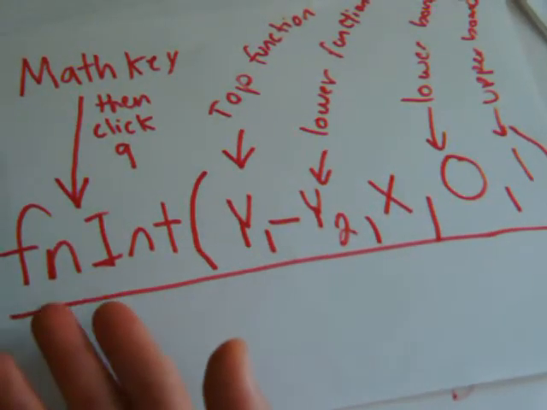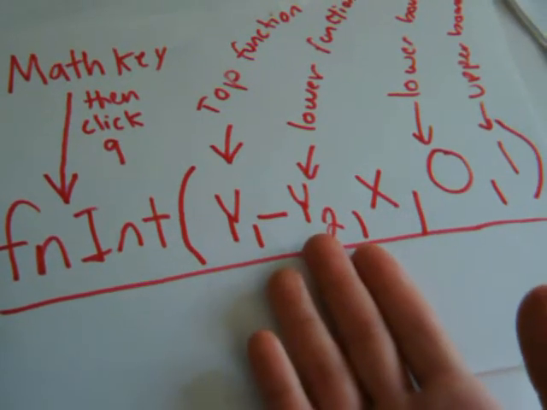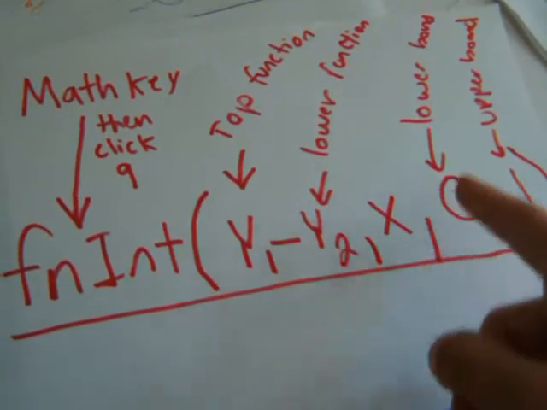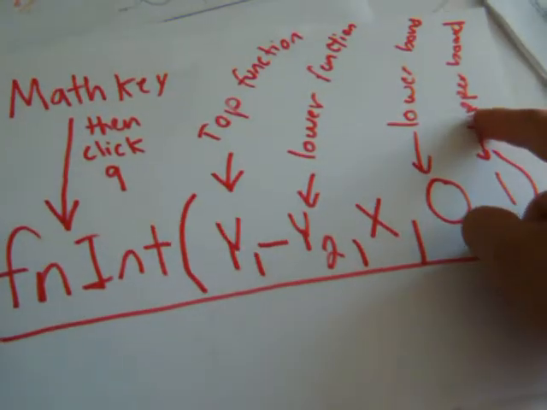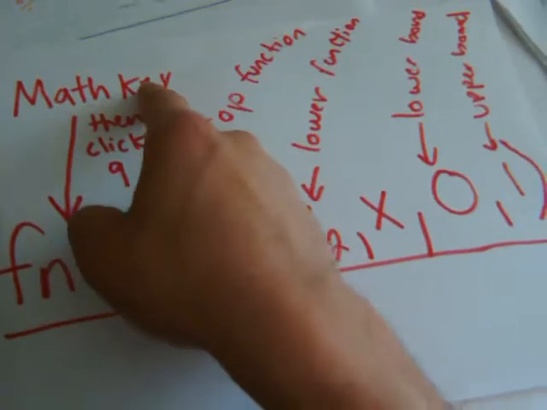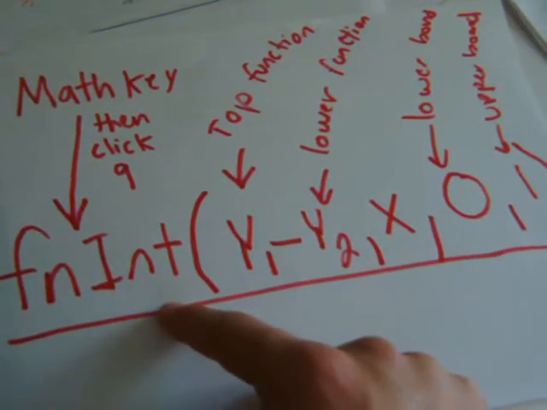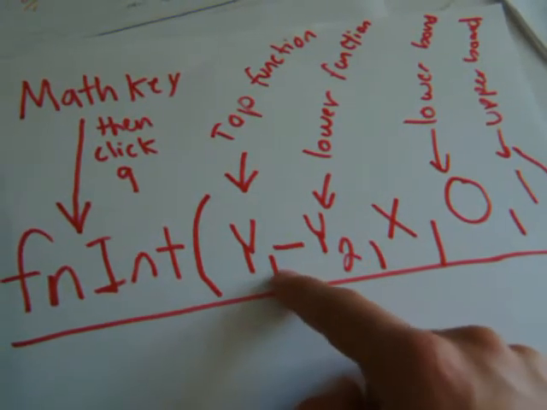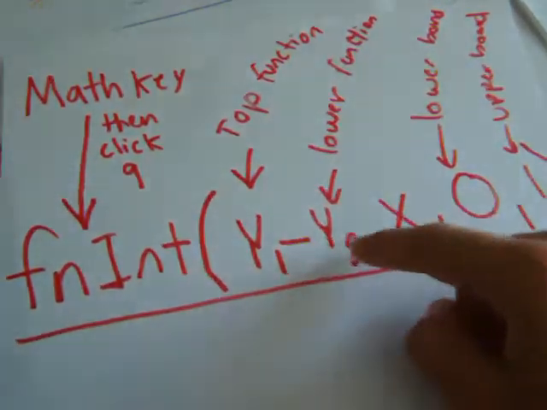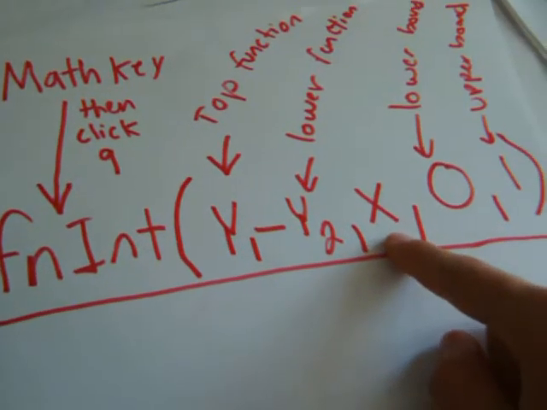So, this is going to set up fnInt, first function minus second function, comma x, comma lower bound, comma upper bound. If you don't know where the fnInt is, you click the math key, and from there, you click the number 9, and then fnInt will show up on your original screen. Again, this y1 is your top function, and this y2 is your lower function. This x, you got to put it there for some reason.